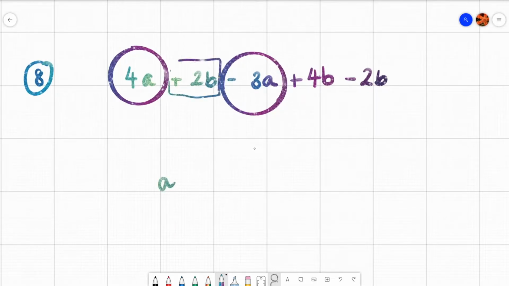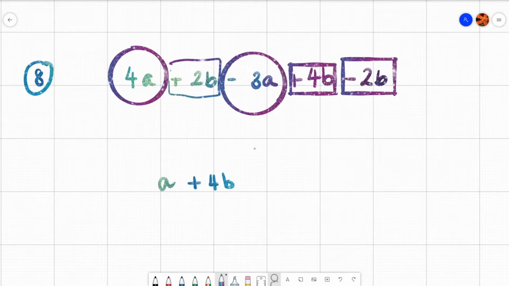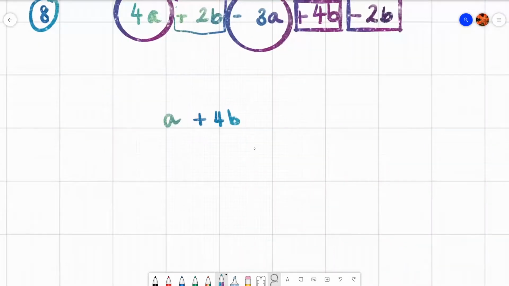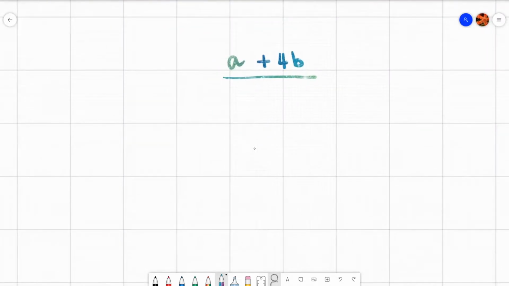I've got 2B plus 4B, take away 2B. Right, let's do this. 2B add 4B is 6B. Take away 2B is 4B, so positive 4B, so plus 4B. Again, I can't add them together. You can think of it as apples and bananas. We can't add them together, so it stays as it is. Okay, let's have a look at another.